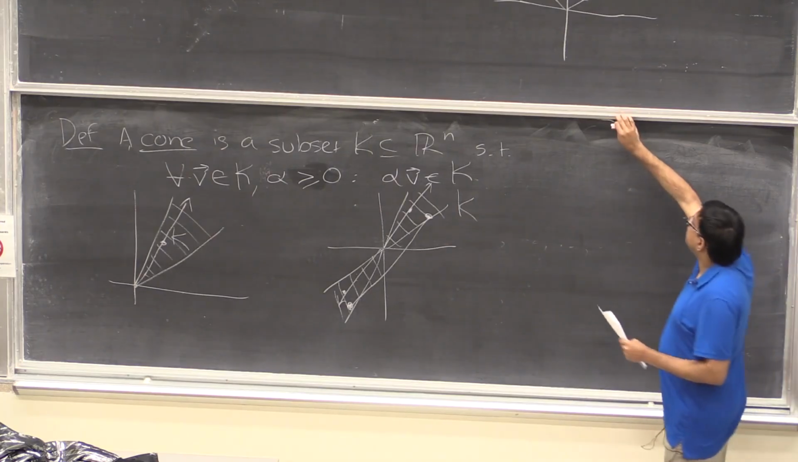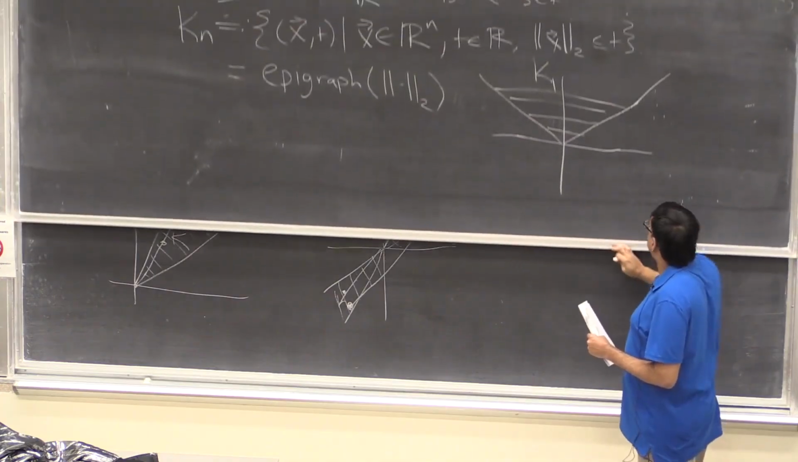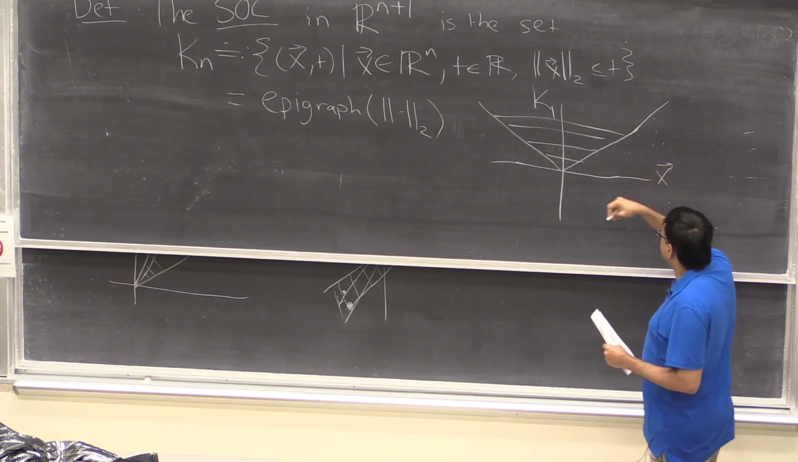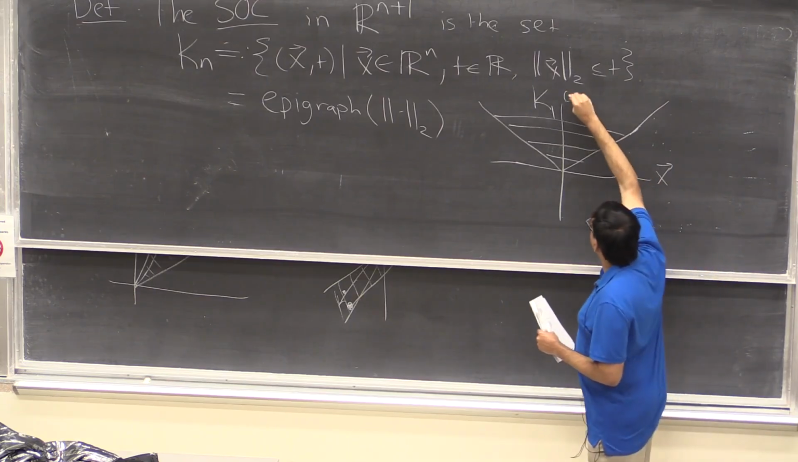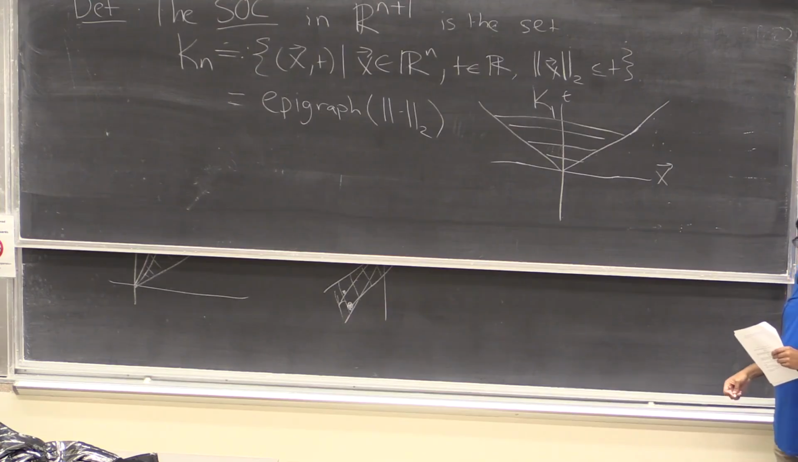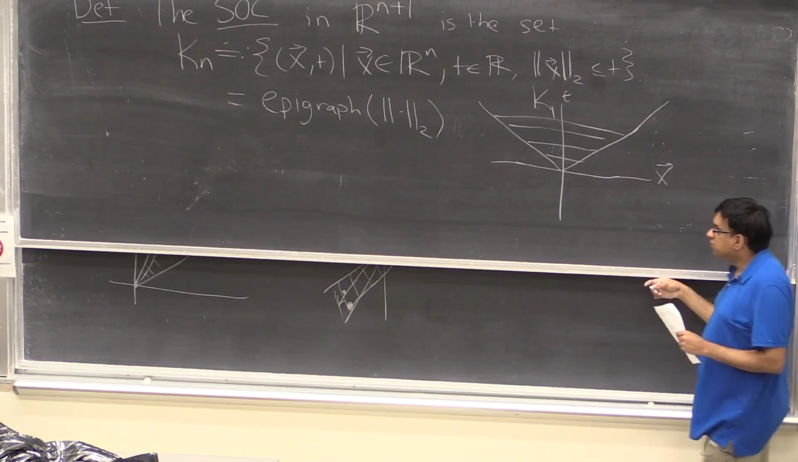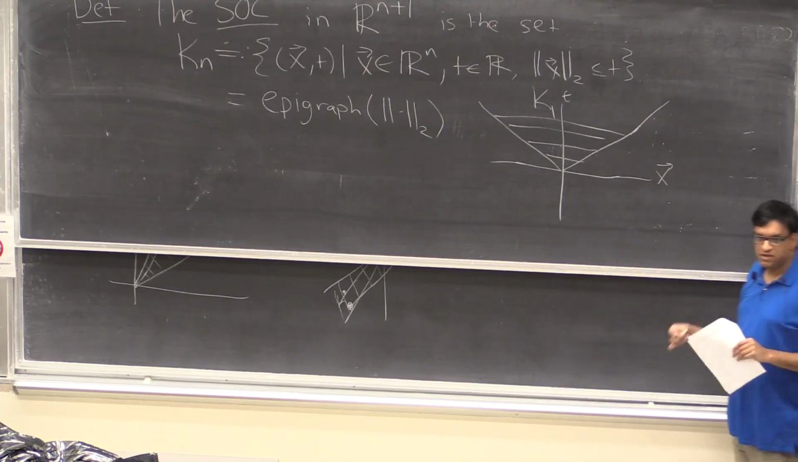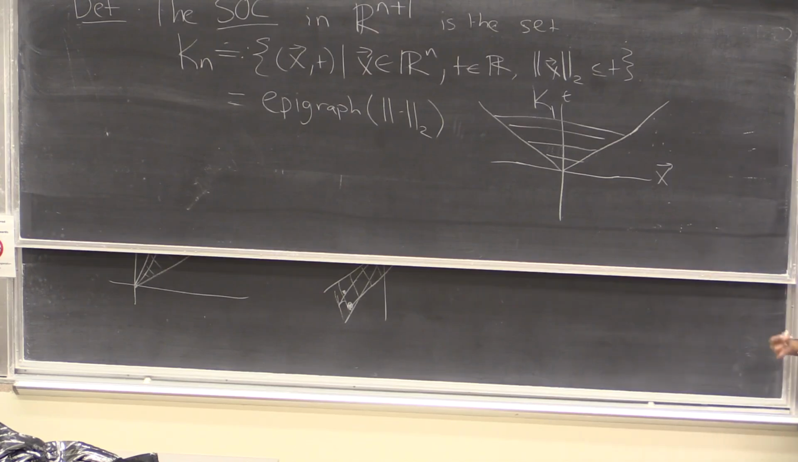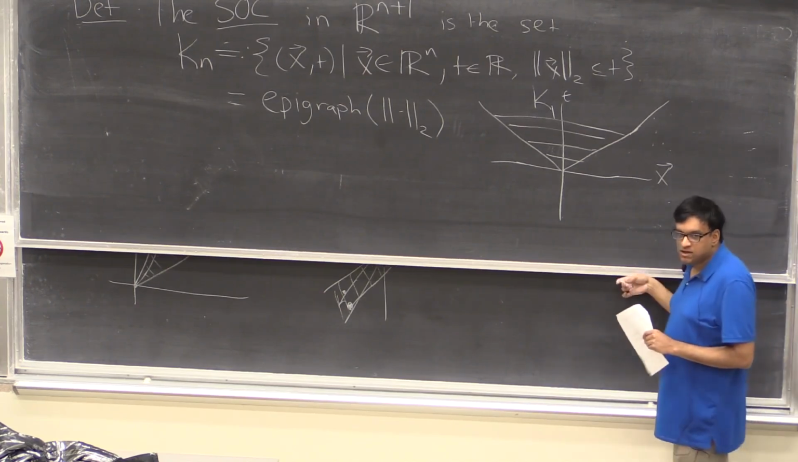Oh, yes. So this should be x. I draw it as a vector, but it's really a scalar. And then this one should be t. Here x is in R^1, which is why it's K_1. So the dimension of K is the number of entries in x. Good questions.